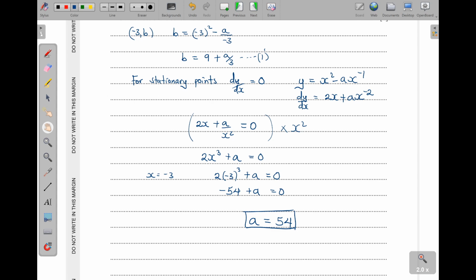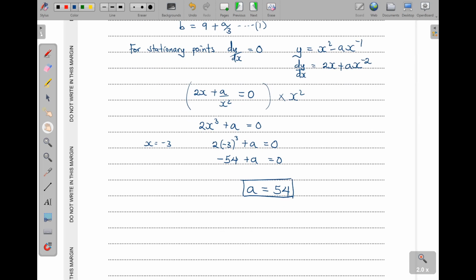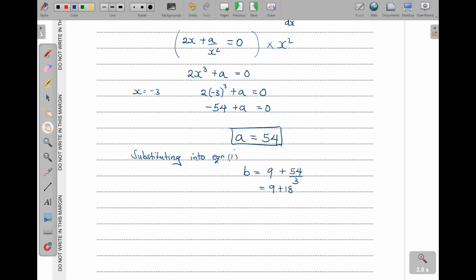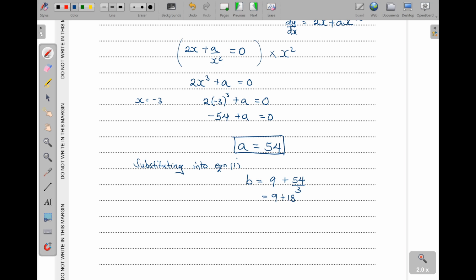Now, after this, we can substitute into equation 1, okay? So substituting into equation 1. We have our b, which is equal to 9, then plus a, which is 54, then divide by 3. Okay, 54 divided by 3, you will get 18. And that therefore means that our b is going to be equal to 27. 9 plus 18 is 27.